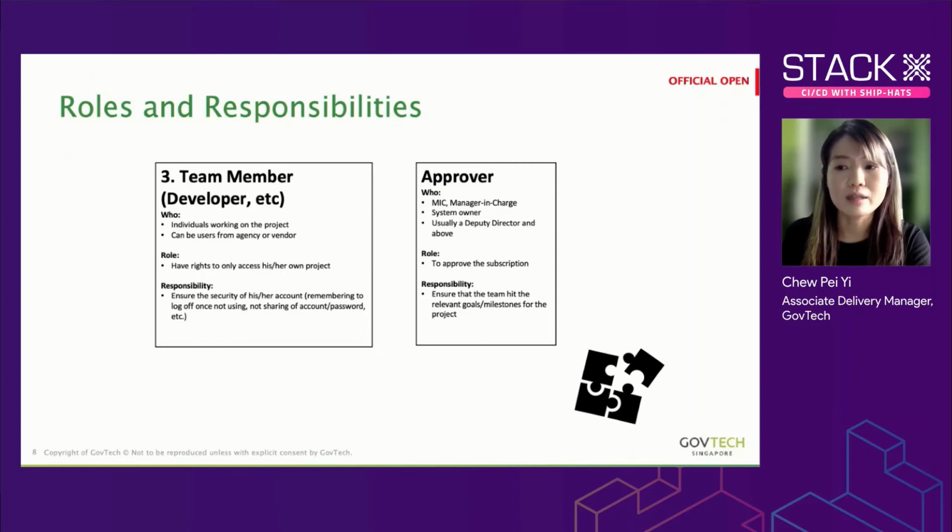On the right, I have added another role as I received quite a number of queries on this. For your approval, it should be signed by your MIC, and MIC stands for Manager in Charge. But I believe this term is only commonly used in GovTech. For other agencies, usually a Deputy Director and above should have appropriate approving authority. If you're unsure, please do check with your procurement officer on this.